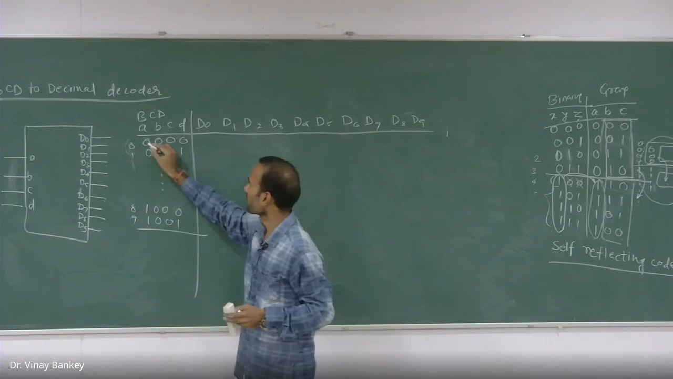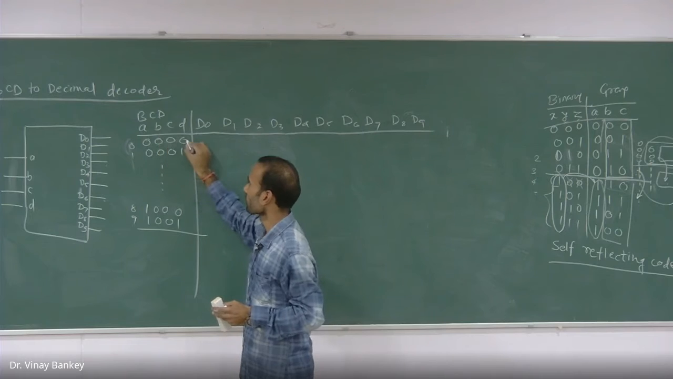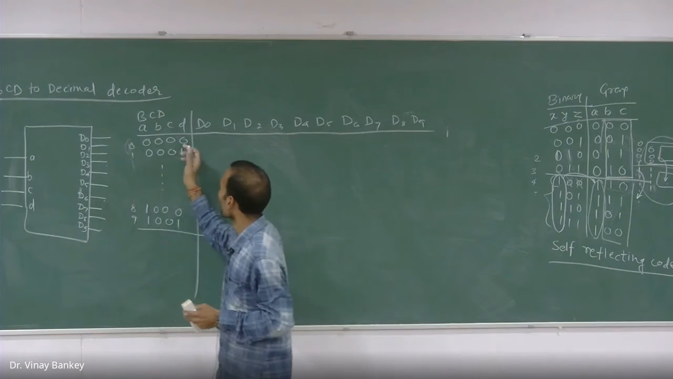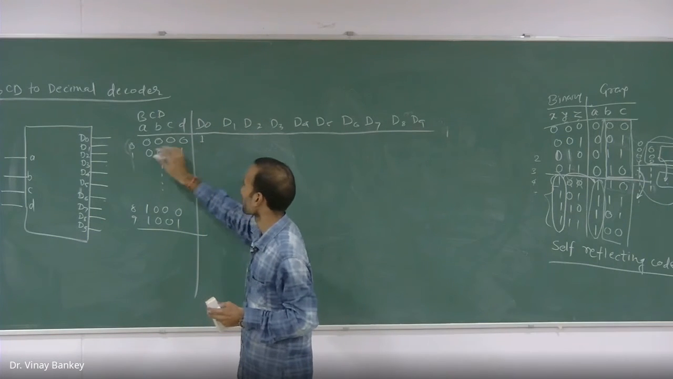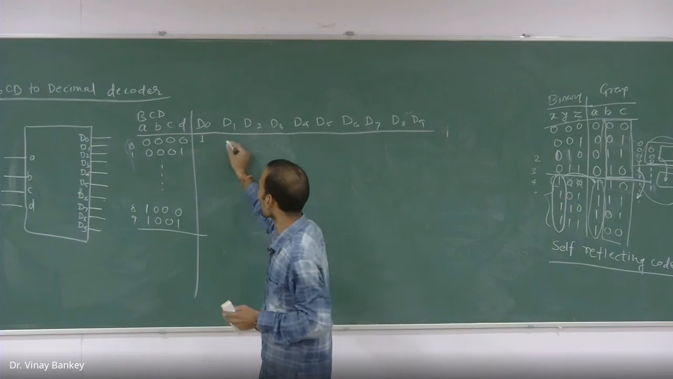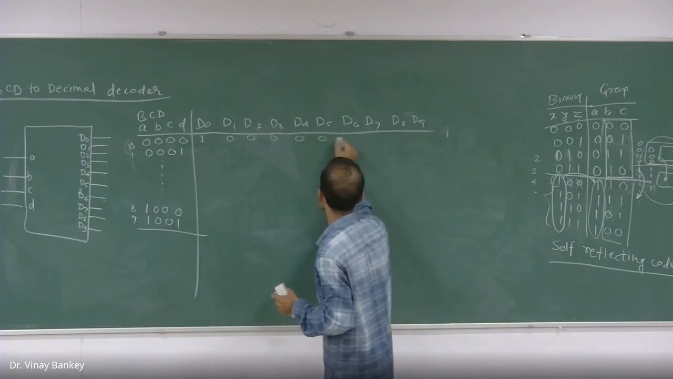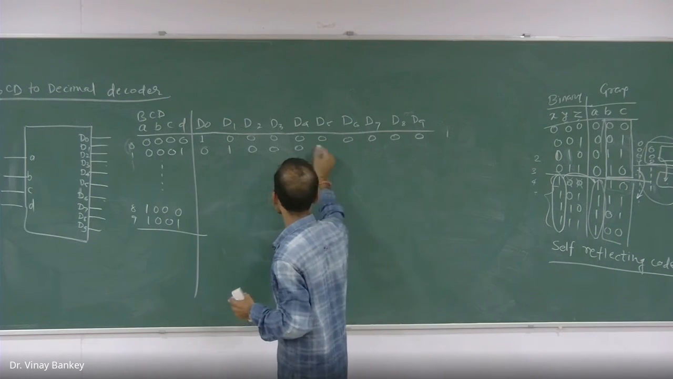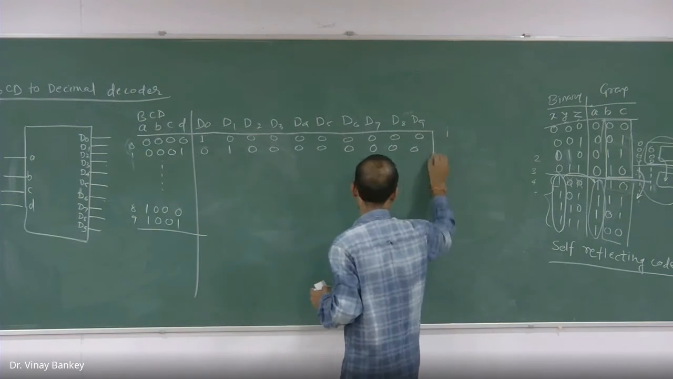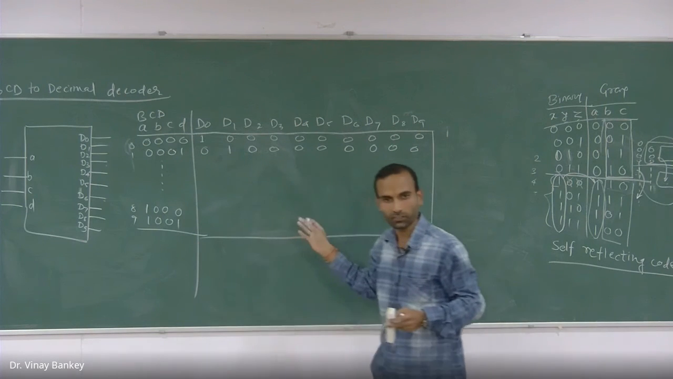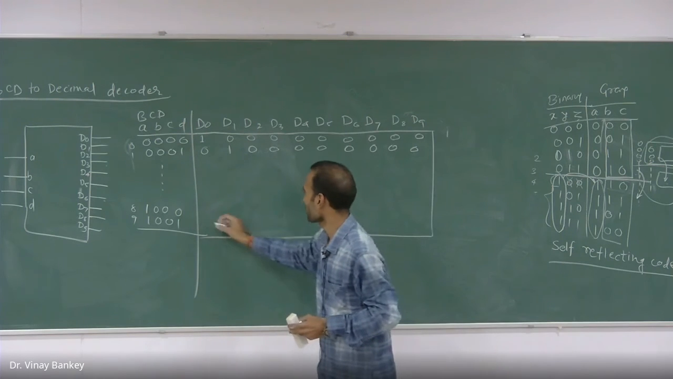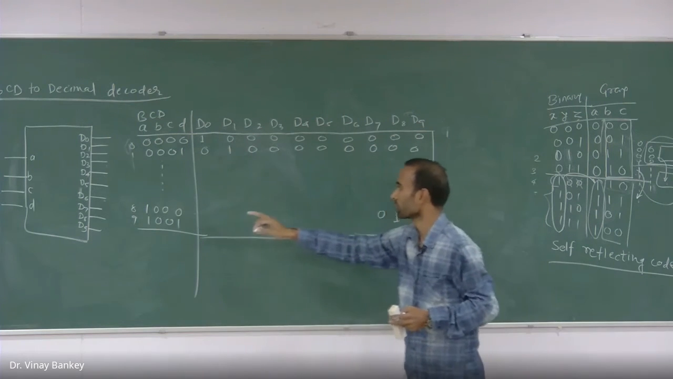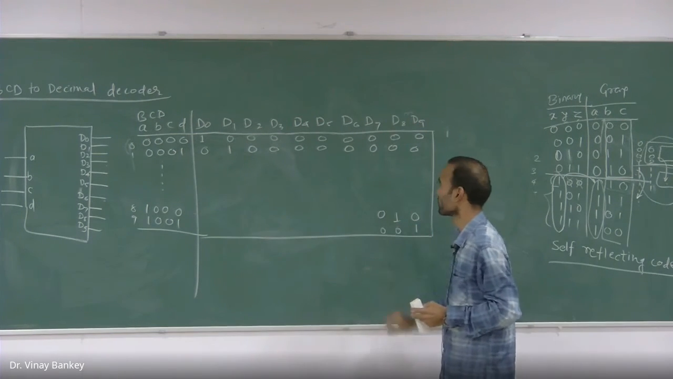So when the BCD input is 0, 0, 0, 0, and this is the decoder, this is converting the input into the decimal part. So this D0 will be high for the input combination 0, 0, 0, 0, and the rest all will be 0. And this way you can fill this table. There will be no problem. It is easy. For 8 it will be high and the rest 0. And for 9, 1, 0, 0, 1, this will be high and all the rest will be 0.